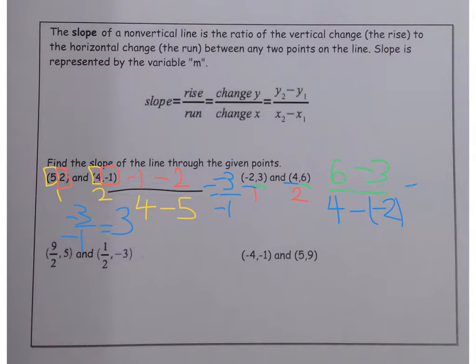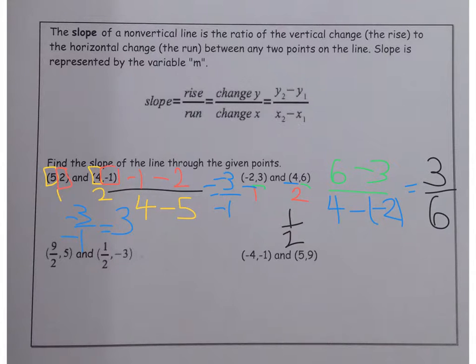When I do the math here, I end up with 6 minus 3 on top, so that's going to be 3. And on the bottom, it's going to be 4 minus -2, so that's going to be 6. Simplified just like fractions, that's going to be 1 over 2. So that means that line has a slope of 1/2.